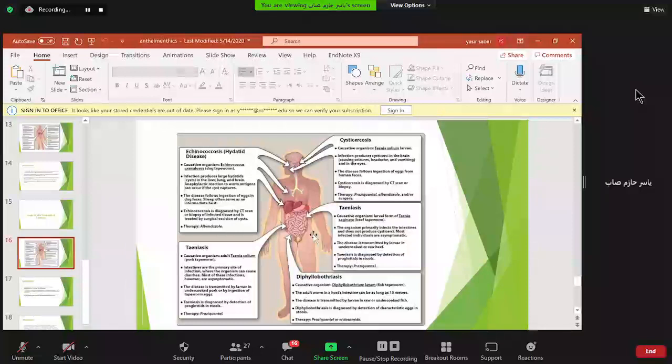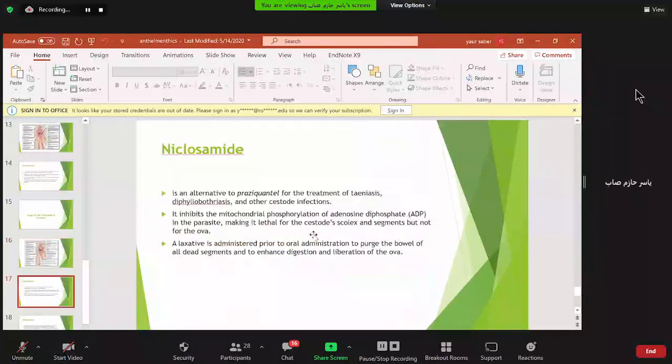Niclosamide is an alternative to praziquantel in the treatment of teniasis, diphyllobothriasis, and other cestode infection. Niclosamide inhibits mitochondrial phosphorylation of adenosine diphosphate in the parasite, making it lethal for the cestode scolex and segments, but not for the ova. A laxative is administered prior to the oral administration to purge the bowel of the dead segments and prevent digestion and liberation of the ova.